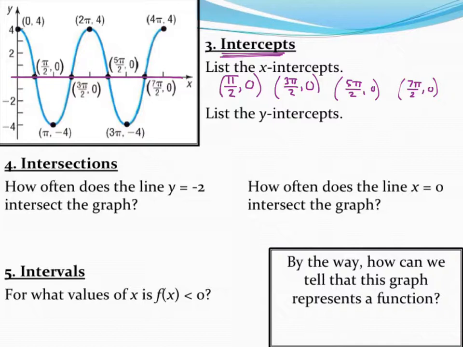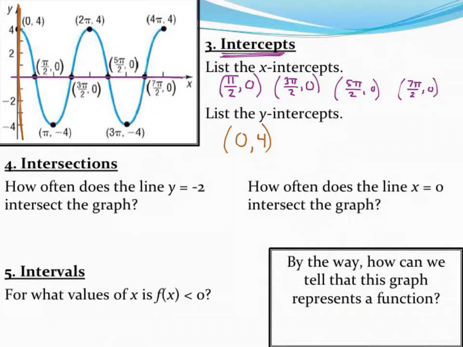My y-intercepts then are where my graph crosses the y-axis. And so if I look at the y-axis, I can see that there is exactly 1 point where that happens. And so my y-intercepts this time are just 0, -4. Again, the x value will always be 0 for a y-intercept.